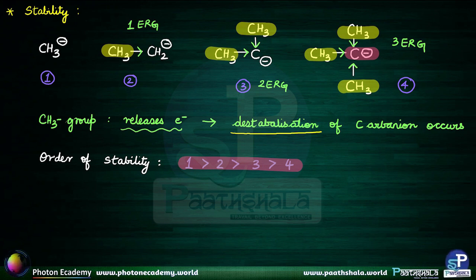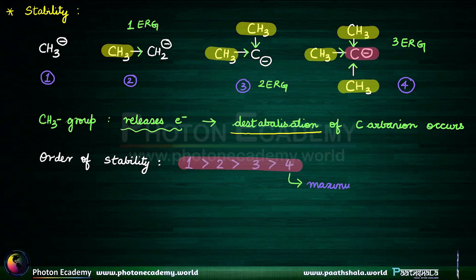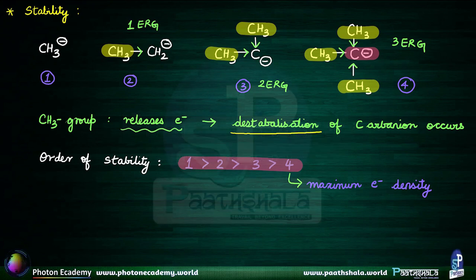Why the fourth comes last, we'll just write here that it has maximum electron density. And when this has the maximum electron density, it is going to cause maximum destabilization of the carbanion. So the order of stability is 1 greater than 2 greater than 3 greater than 4.